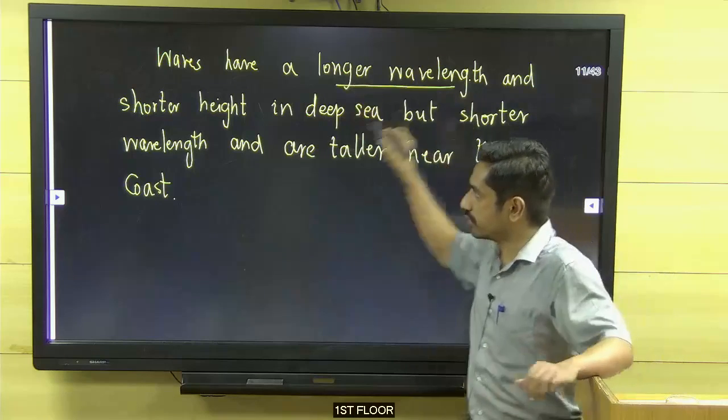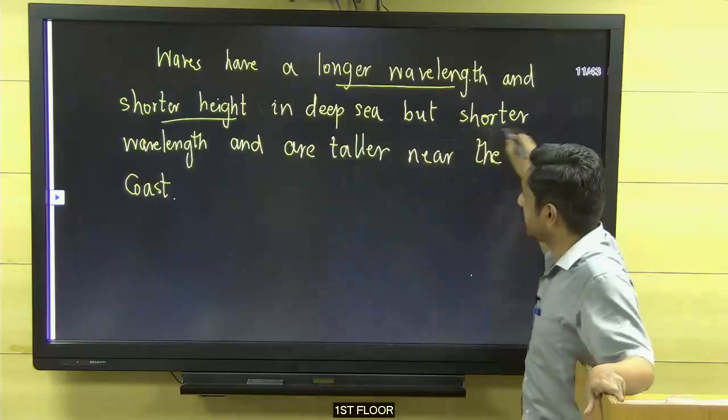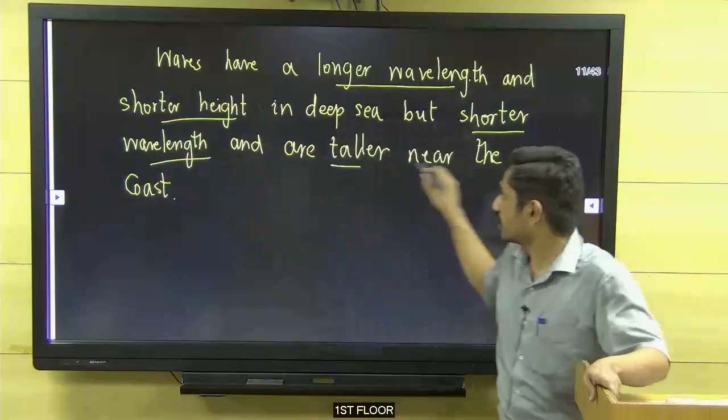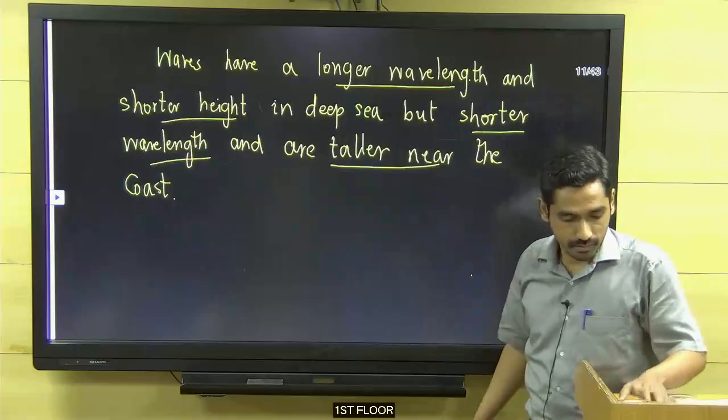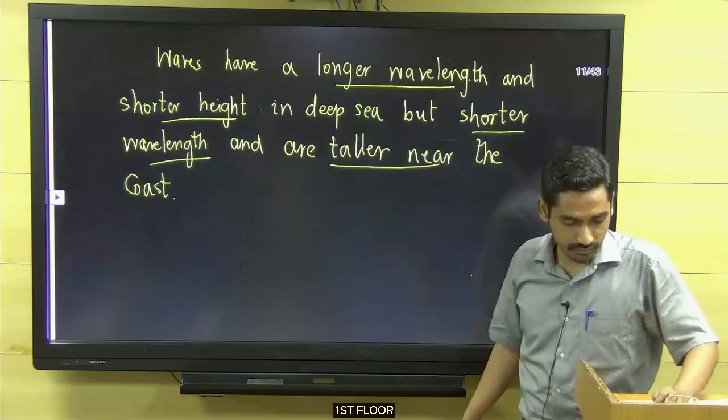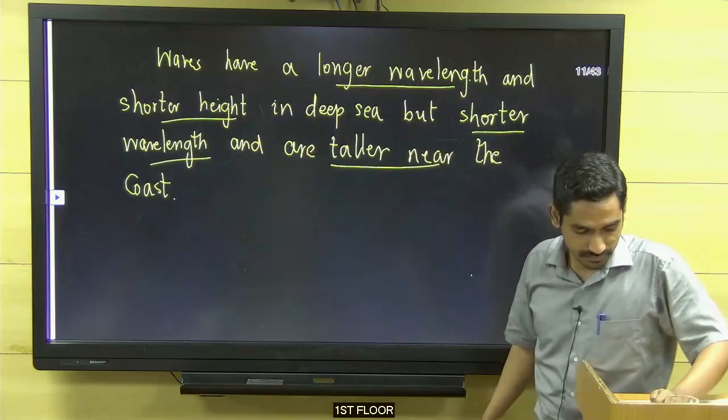Waves have a longer wavelength and shorter height in deep sea. Once they reach the coastal area, they become shorter and taller. The process is called wave shoaling. We'll see why wave shoaling occurs.